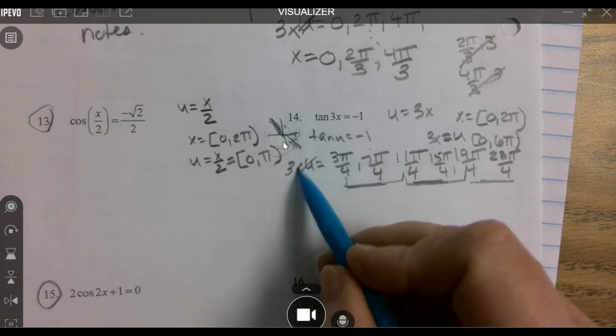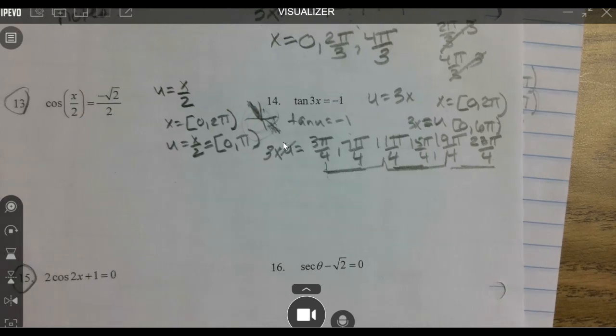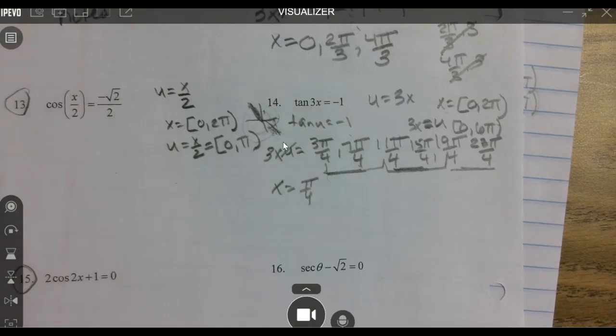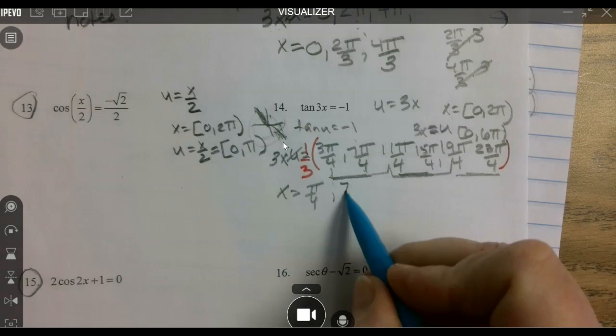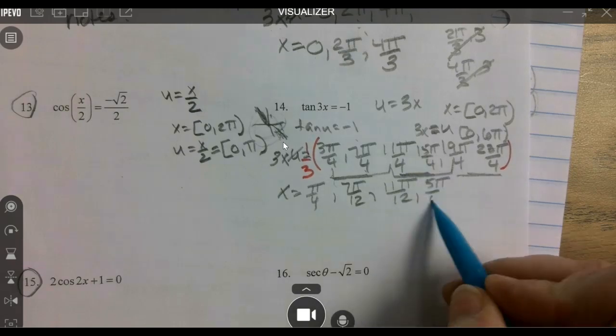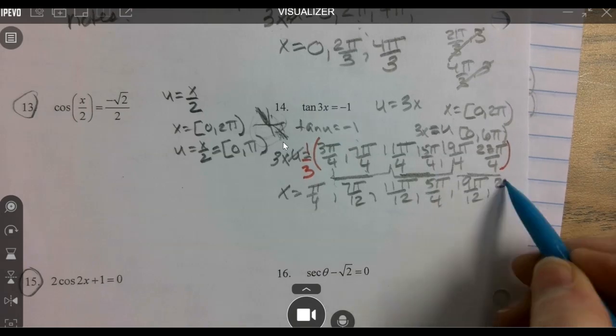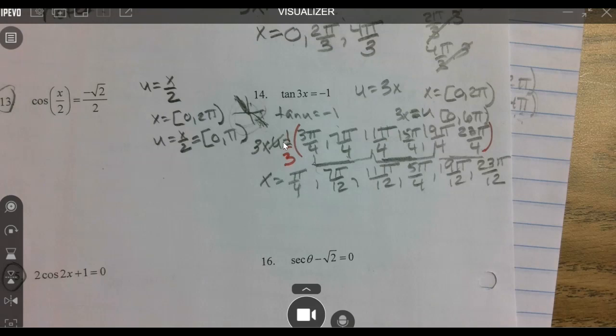Okay, I still have to find x. I'm not going to divide by 3, that's for sure. Instead, we're going to multiply by 1/3. Reducing as you can. And of course, the problem is we have a domain restriction.